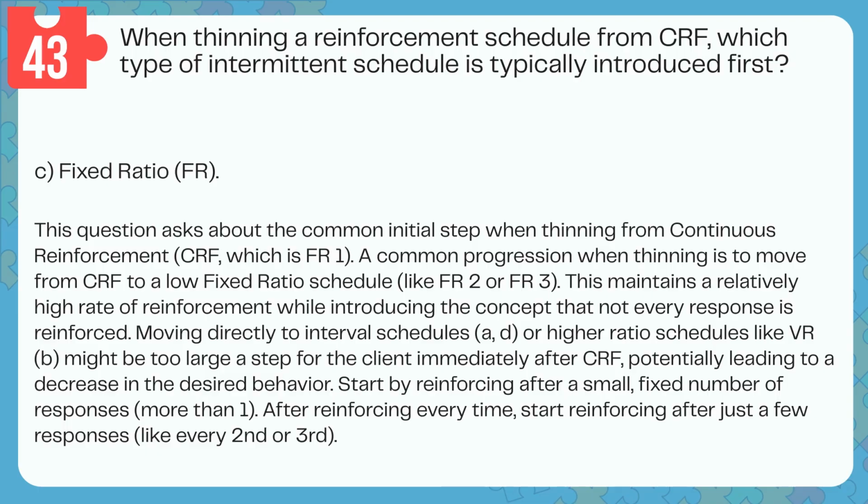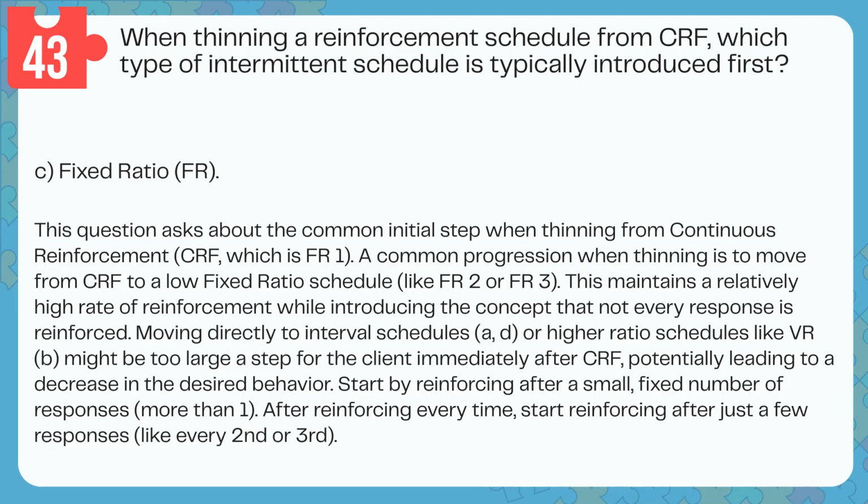Explanation: this question asks about the common initial step when thinning from continuous reinforcement, CRF, which is FR1. A common progression when thinning is to move from CRF to a low fixed ratio schedule, like FR2 or FR3. This maintains a relatively high rate of reinforcement while introducing the concept that not every response is reinforced.